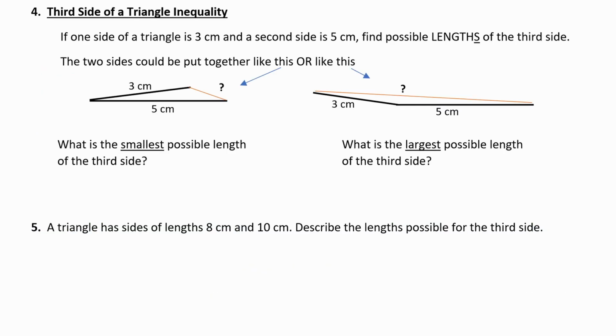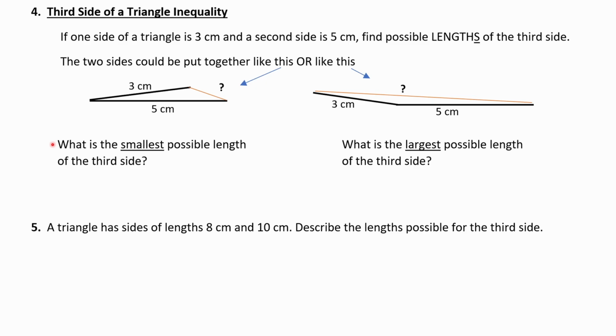Another question we may ask ourselves is, what values could that third side be if I know two sides of the triangle? We have this proposed triangle that has one length of 3 centimeters and another length of 5 centimeters. We want to find all the possible lengths, plural, of the third side. What would that look like as the smallest version of itself, and as the biggest side length for that third side?